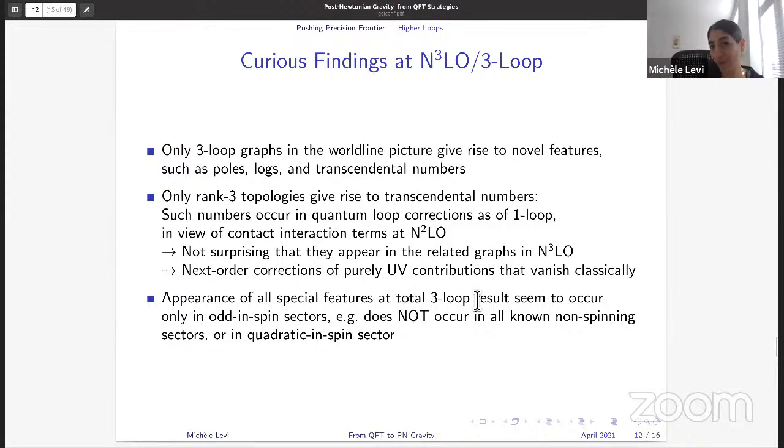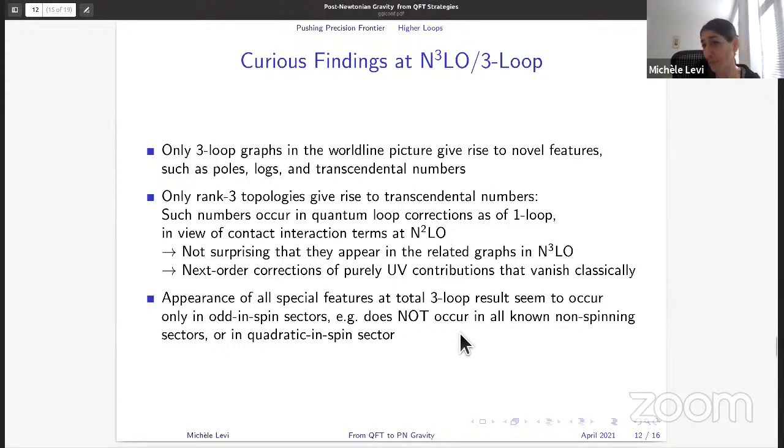Once we looked into it, it was very interesting to see exactly where these transcendental numbers arise from, because in the usual quantum context, they arise as the first loop corrections. And in our classical computations, the first time that we encounter what seems to be purely quantum corrections occurs at 2-loop, because we have contact interaction terms of purely short distance contributions. At 2-loop level they vanish, we say they vanish classically, but then at the 1-loop order they in fact introduce these transcendental numbers.